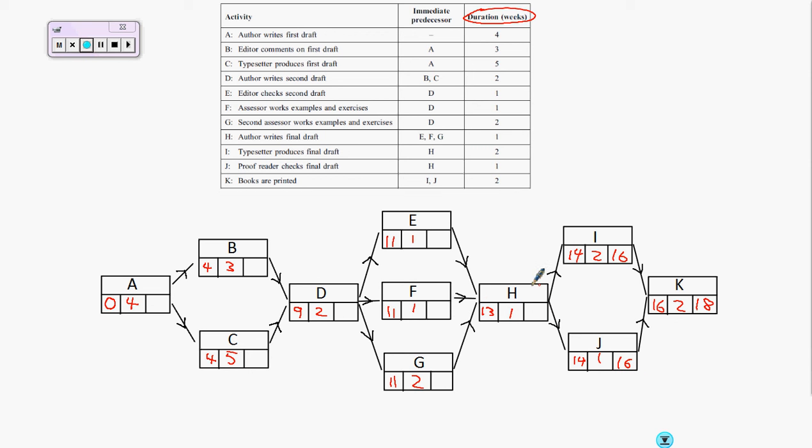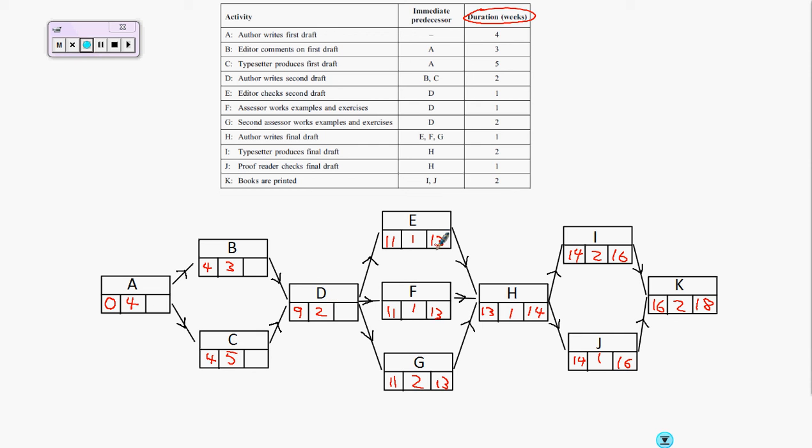Now, H has to be completed before either of these two activities. So if I finishes after 16 weeks and it takes 2 weeks, that means H might be finished after 14 weeks. But J has to be finished by 16 weeks and it takes 1 week. So H would then have to be finished after 15 weeks. Now in this case, going backwards, we take the smallest case as it has to be finished before either of these events can start. So working backwards again, H has to be finished by 14 weeks. It takes 1 week. So each of these activities must be finished by 13 weeks.